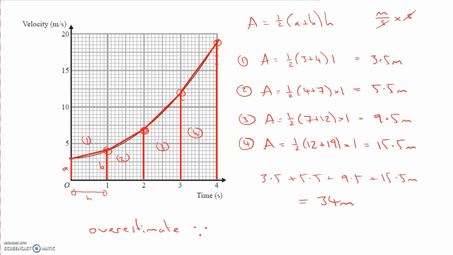because our trapezia lines were above the curve. Had they been below the curve, then clearly we'd get an underestimate, a value lower than the real value.